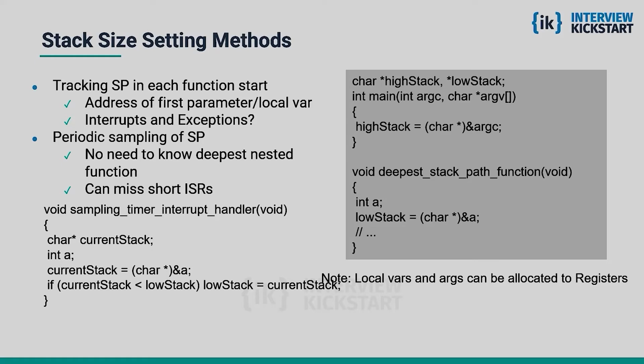So if you take the main, and you take argc as a parameter as a reference, it is in the stack, and you note that down as the high stack, and then identify the deepest leaf level function, and again look at the pointer to the array local variable here. The difference between this is the lowest possible stack address, lowest in the sense of memory address. So the difference between the highest and the lowest is the maximum stack size.